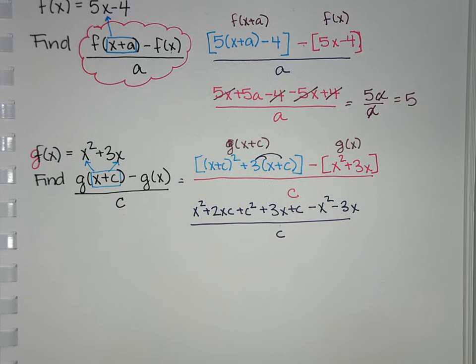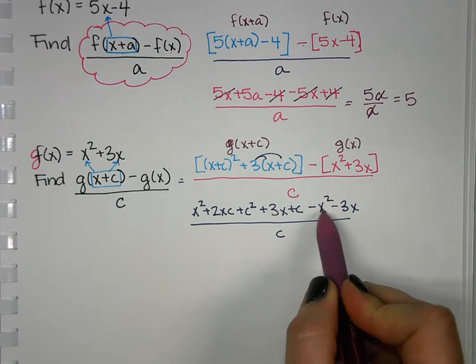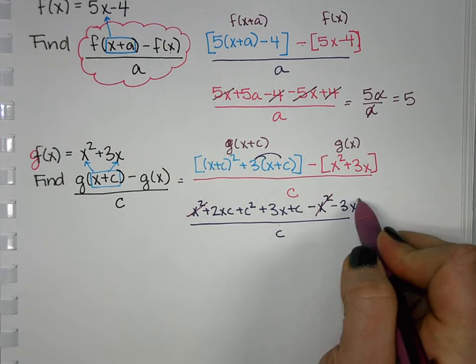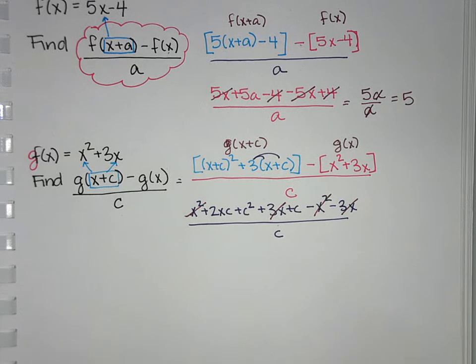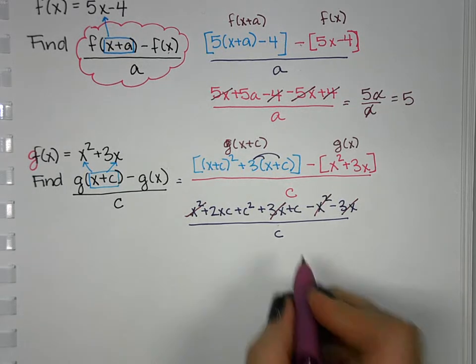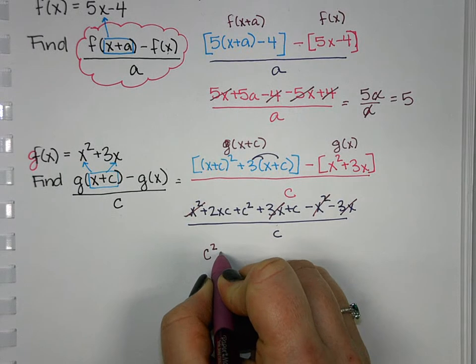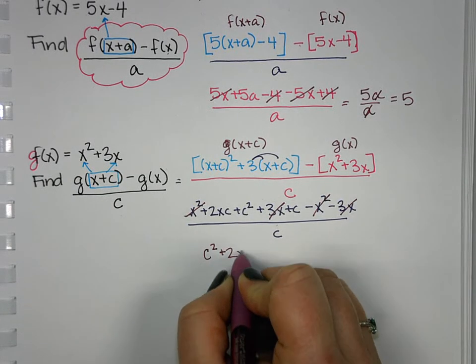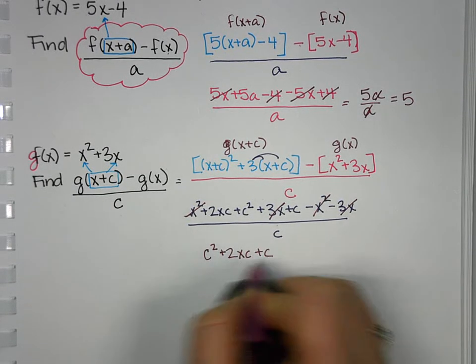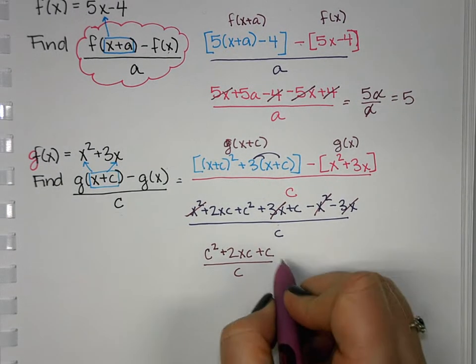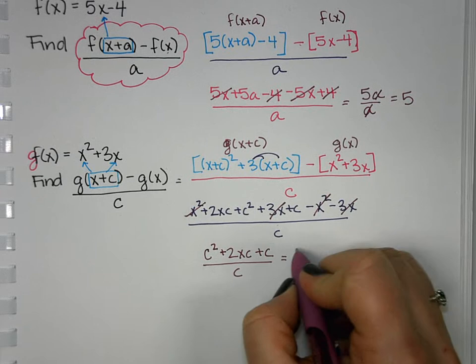We can simplify on top. So I have x squared and negative x squared. Those add up to 0. I have a negative 3x and a positive 3x, which also add up to 0. So with what I have left, I have a c squared, I have a 2xc, and I have a c. On top, I notice I can factor out a c because they all have a c in common.